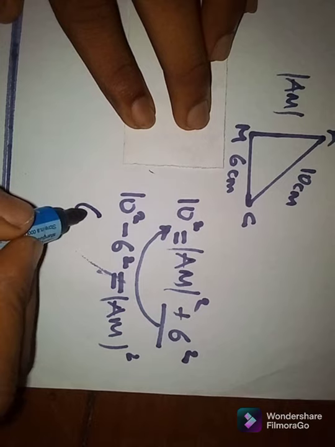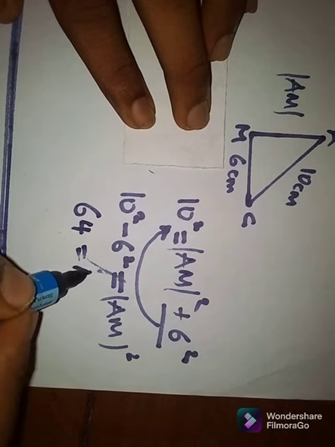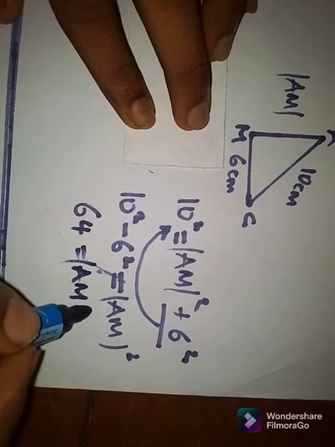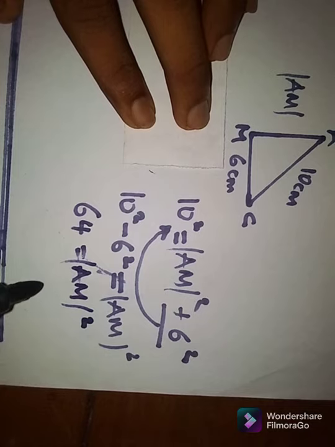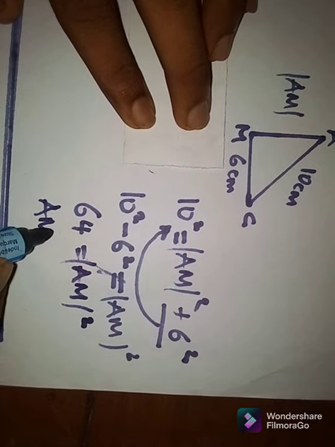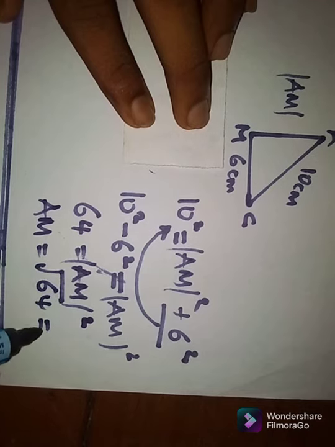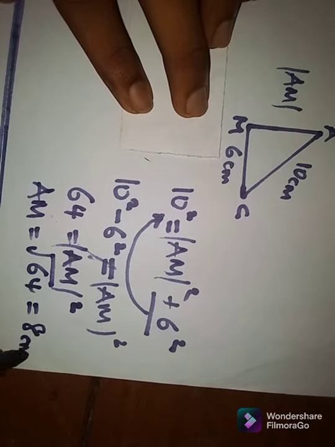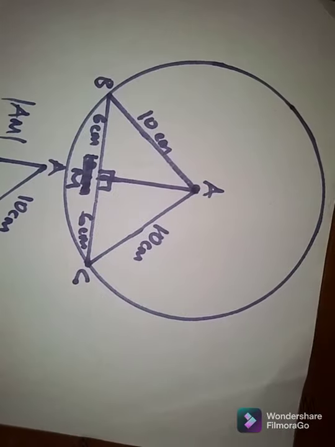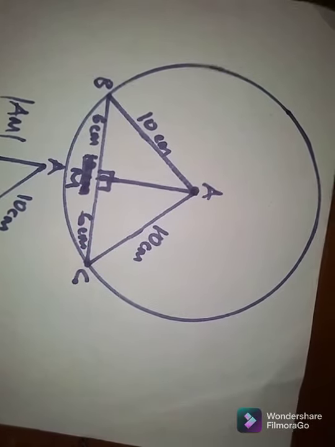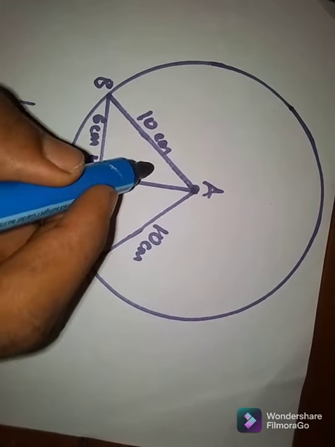So this will give us 64 equals AM squared. Taking square roots, we have AM equals the square root of 64, that is 8 cm. So the midpoint AM is 8 cm.